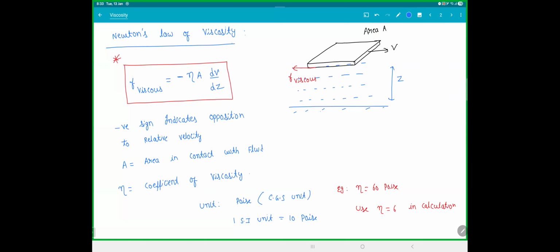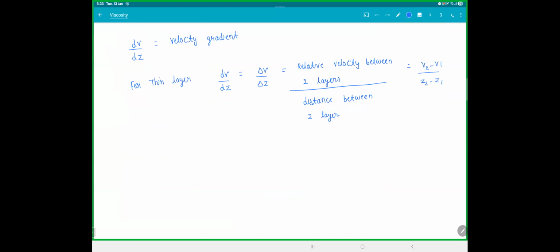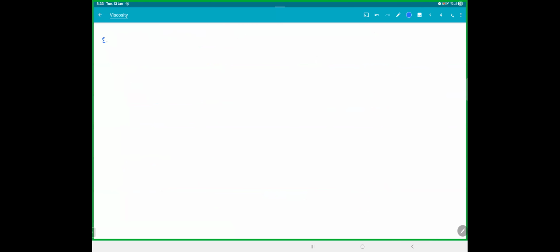The eta is given in poise, but remember one SI unit is 10 poise. So let me just show you an example of how this works. This dv by dz is called velocity gradient, which is simply v2 minus v1 by z2 minus z1. So let me show you an example.